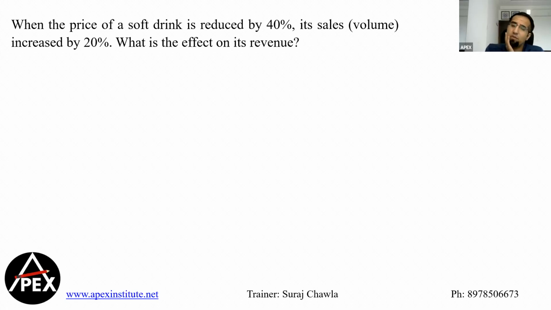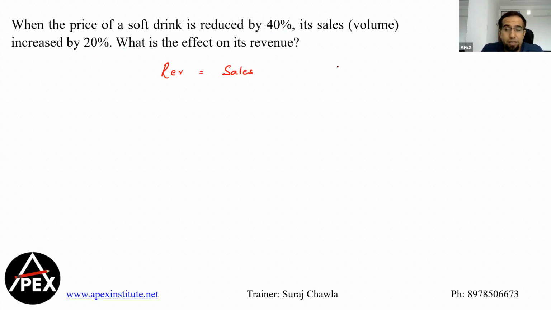Is it successive, first of all? Two ways in which we can look at this, guys. First method: when the price of a soft drink is reduced by 40%, its sales volume increased by 20%. I can also look at it as my revenue is nothing but the number of items sold into price per item.